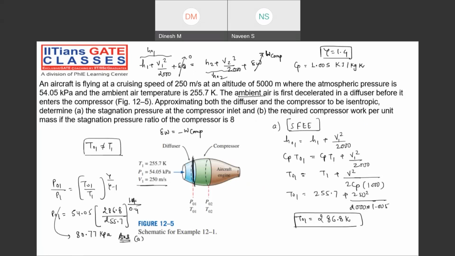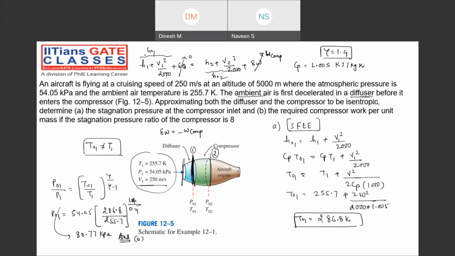Do not confuse. At the inlet condition of the diffuser, the pressure is atmospheric pressure. The temperature is atmospheric temperature. They clearly mention ambient air is first decelerated in a diffuser before it is entering. That means whatever these things are given, that is given at this section. From here to here, section 1 to section 2.